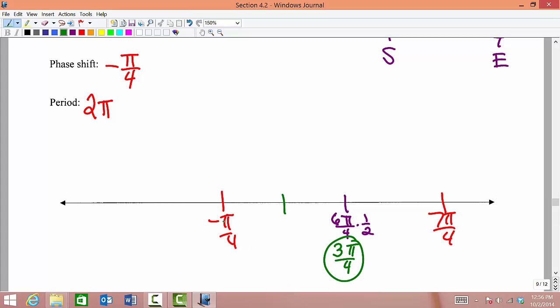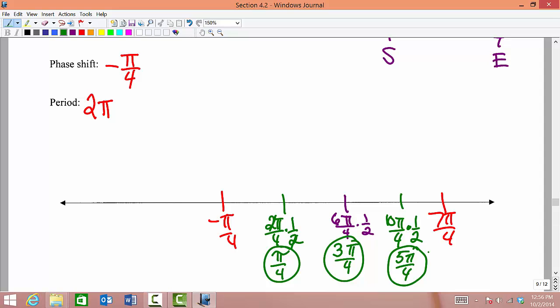Add together minus pi over 4 and 3 pi over 4, you get 2 pi over 4, and then multiply that by a half to find the midpoint, and that's pi over 4, 2's cancel. 3 pi over 4 and 7 pi over 4 is 10 pi over 4, and then multiply that by a half. Get 5 pi over 4 when we reduce. So here are our midpoints, and now we are going to graph our sine function through this.